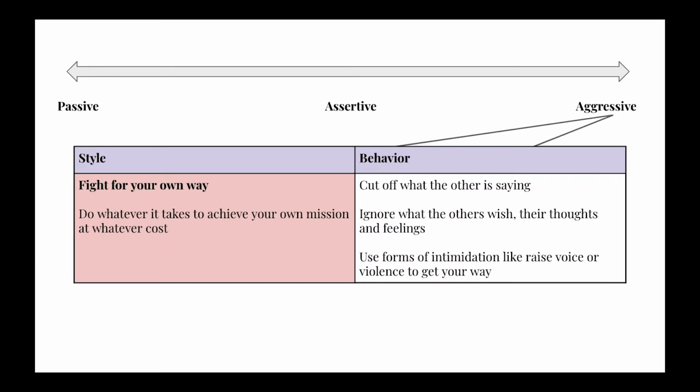Now, on the other extreme end of how one might react to a conflict is to fight for their own way, which is to do whatever it takes to achieve their own mission at whatever cost. You might see them using forms of intimidation like raising voice or violence to get their way, cutting off what the other is saying, and ignoring what the others wish for, and their thoughts and their feelings. These behaviors will most likely force a way that only represents the ideas of those exhibiting the aggressive behavior. Others might abide by it, but it will come from a place of fear or hopelessness.